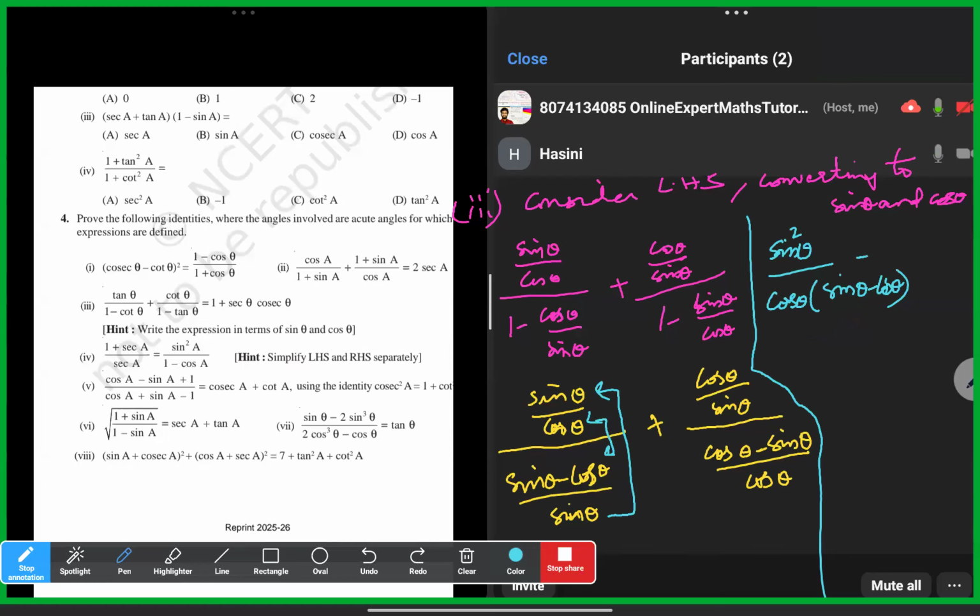Now the plus is there in between. Similarly here, these two will get multiplied, cos and cos, and these two will get multiplied.